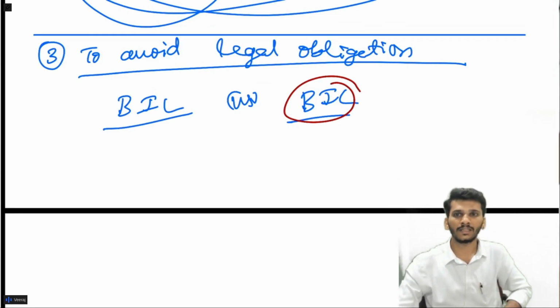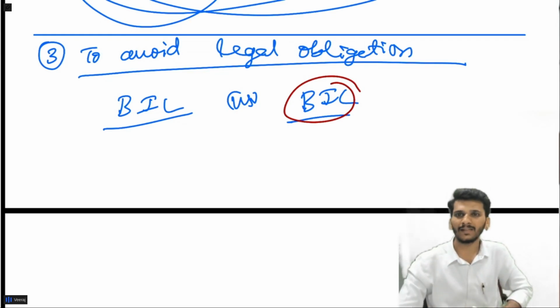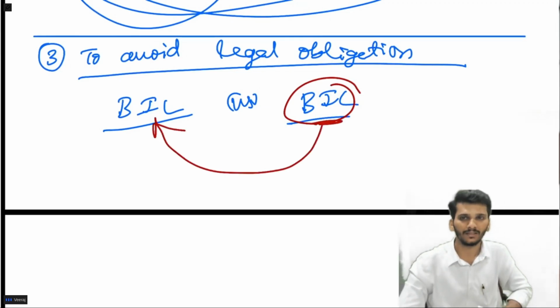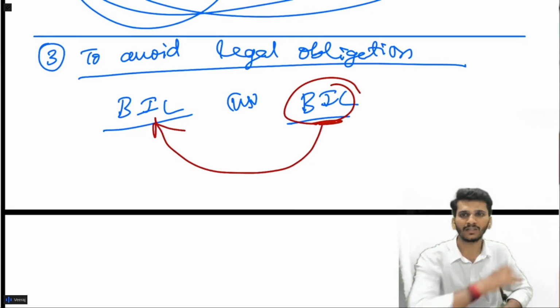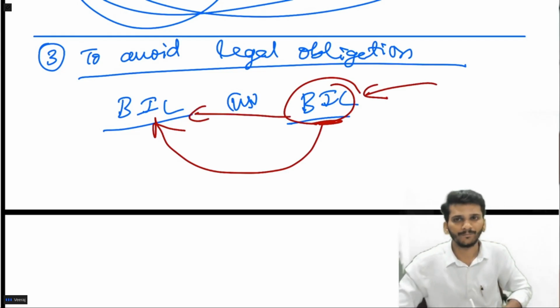That means it wants to avoid a legal obligation. Whenever the bonus is declared, it is already a legal obligation. It has to pay the employees. To avoid that legal obligation, this company incorporated and registered one more company, New Bhavanagar Industries Limited, and whatever profit it made, it transferred all the profit to the new company.